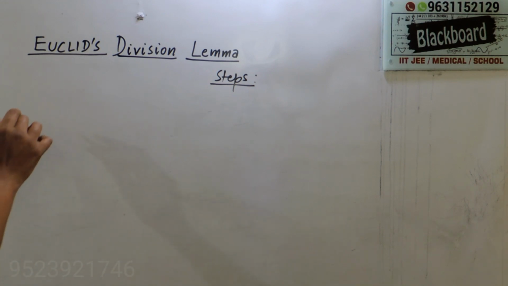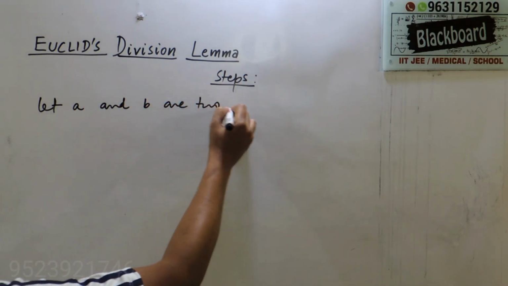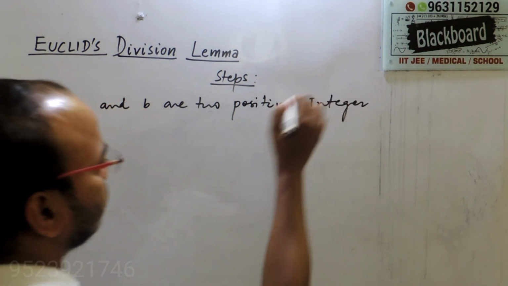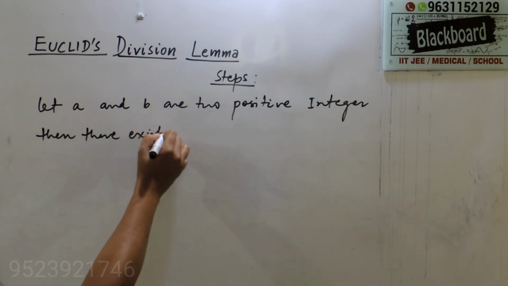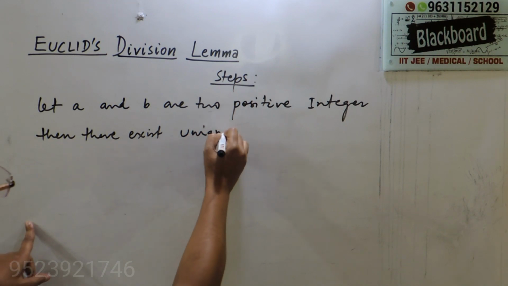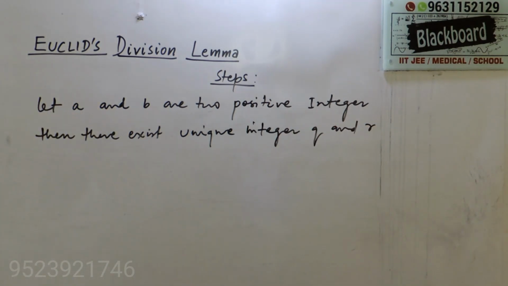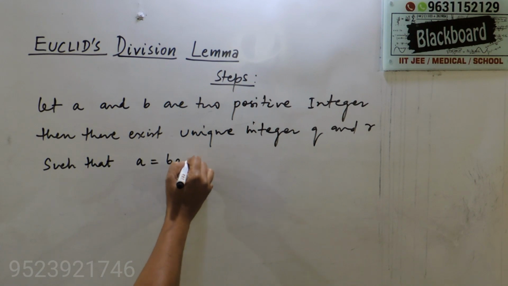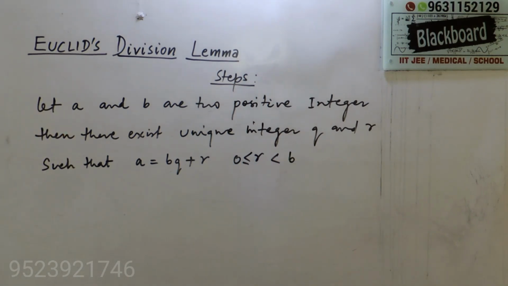हैं. तो हम लोग लिख सकते हैं, let a and b be two positive integers, then there exist unique integers q and r such that you can write a is equal to bq plus r, and r is greater than or equal to 0 and less than b. ये b से छोटा होना चाहिए.